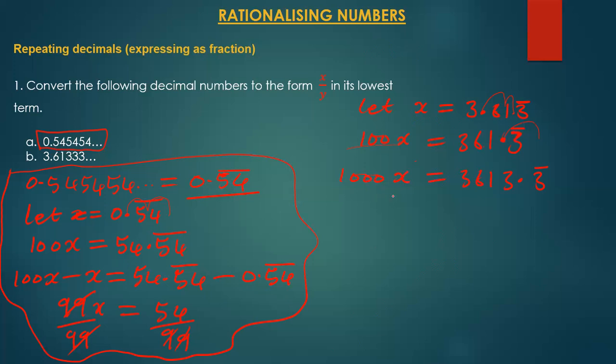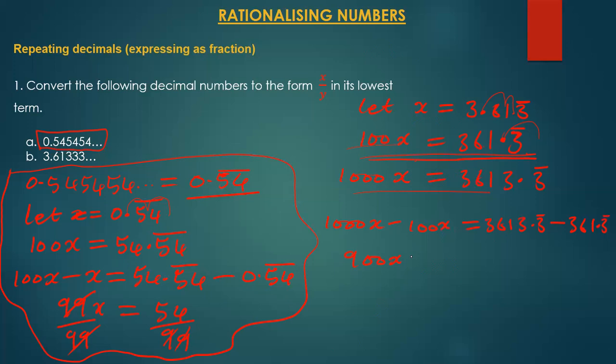So from here, what we're going to do is subtract. We're going to subtract this equation from this equation. So this would be 1000x minus 100x. Then we say this is equal to, this side we do the same: 3613.3 bar minus 361.3 bar. So when we subtract here, we're going to have 900x. When we say 1000 minus 100, we're getting 900x.